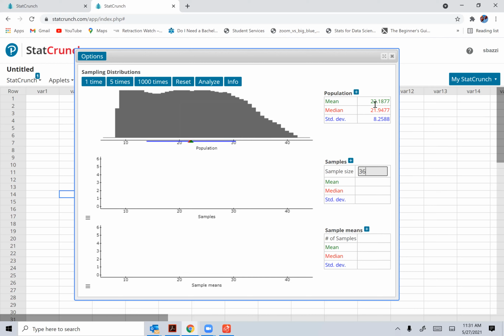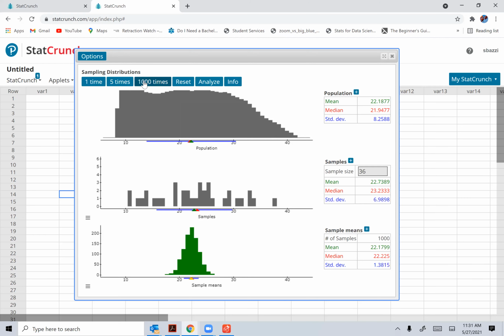And look, remember the mean is 22.18, and the standard deviation is 8.25. Just keep that in mind. Let's do 1,000 times. Remember, your original population is not bell-shaped. Let's do another 1,000. Okay, that's enough. I did how many? 10,000 samples. Okay.